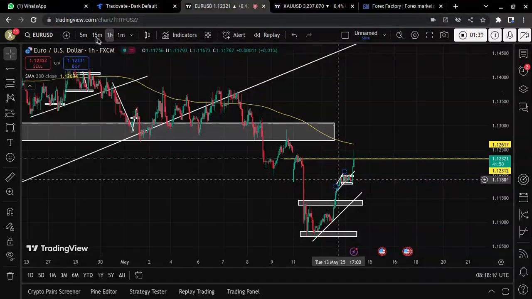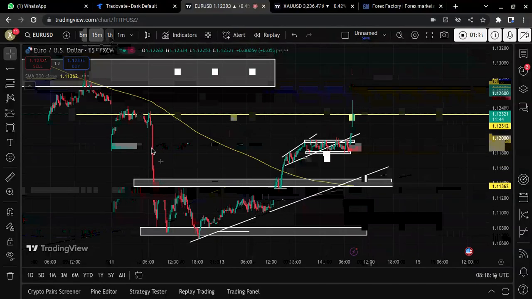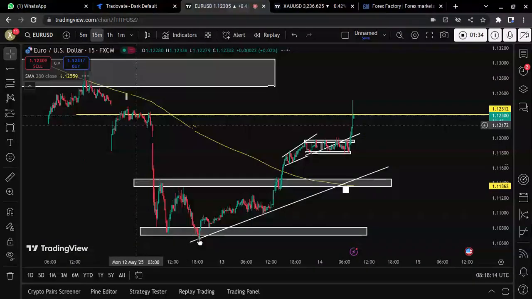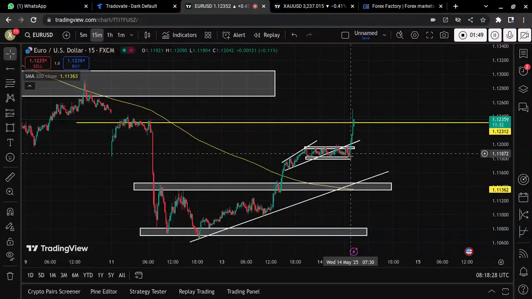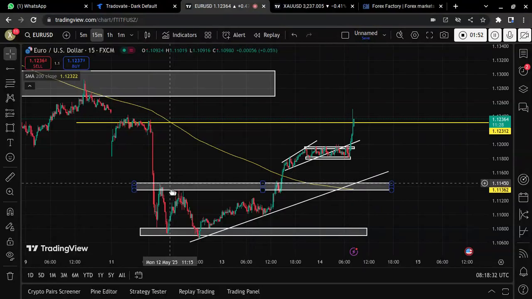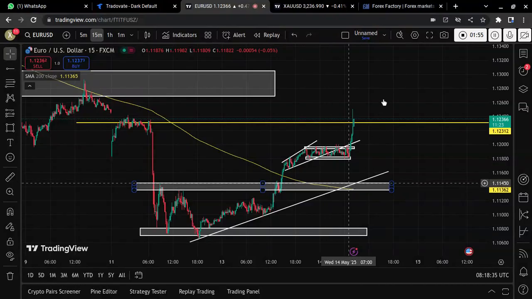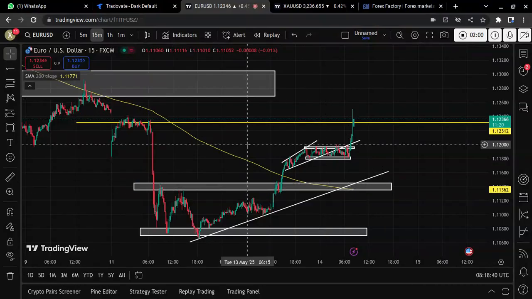So literally what I did was I started from the 15 minutes. You can see a trend line that I drew here. Price came and touched this trend, and you can see it touches a second time. Normally we'd look out for it coming to test the same trend, because it broke out from this area, so we're expecting it to come test this area and then move up.